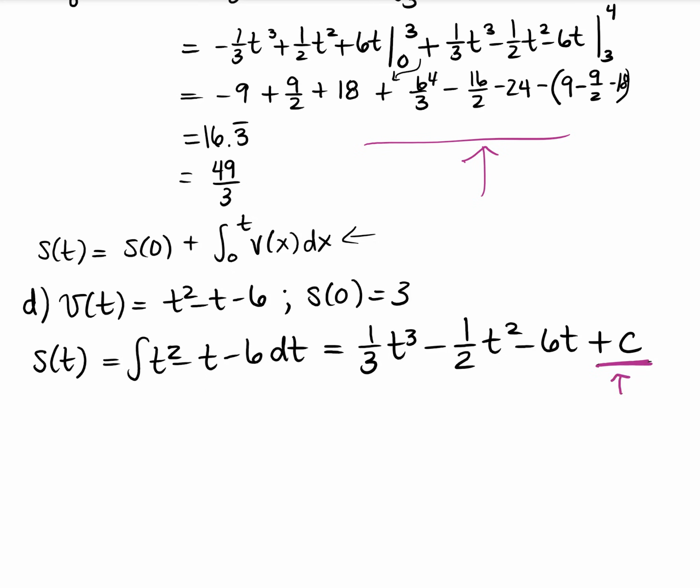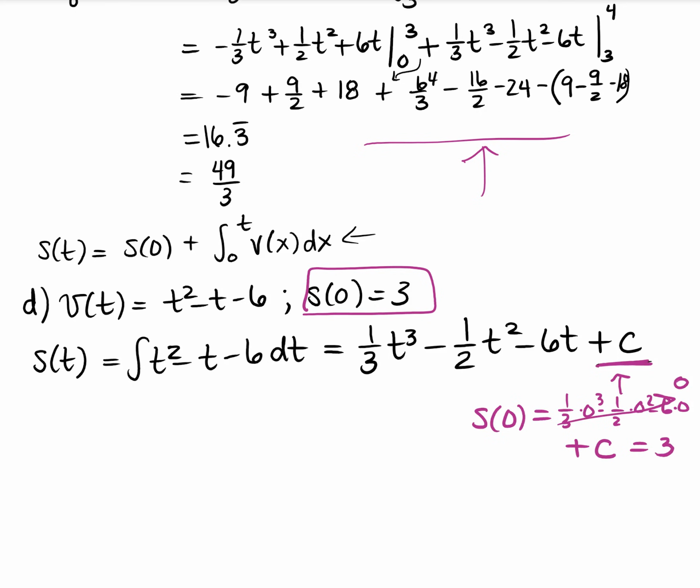And how do I find that c? Well, I use that initial condition. So what do I know? I know s of 0, which in this case would be 1/3 times 0 cubed minus 1/2 times 0 squared minus 6 times 0, all plus c, must equal 3. Clearly all of that is 0, so if I solve for c, c is equal to 3.